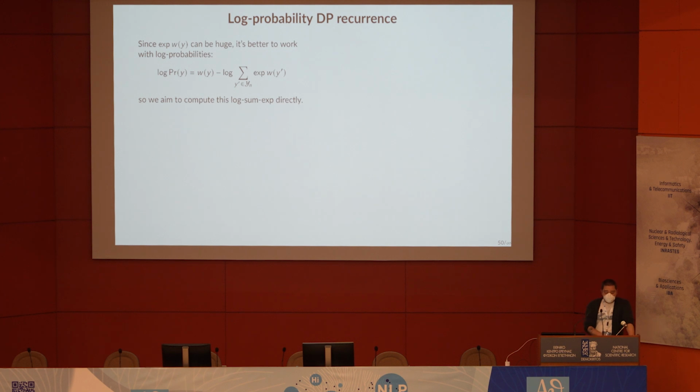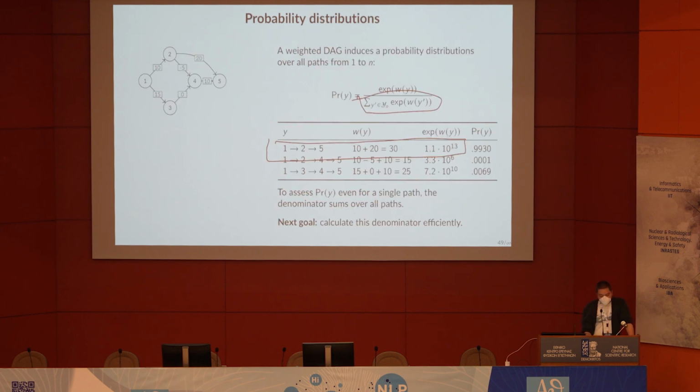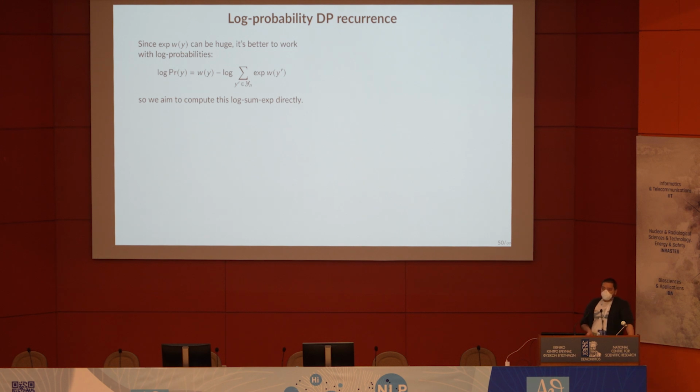Now, because these exps become really high numbers, like you also saw in this small example, it's usually good practice to work in the log domain. So that's why the logistic regression loss is also in log domain. So the probability of a path, which is the negative of the logistic loss, right, is the weight of the path minus this log sum exp, right? So what we are going to do next is compute the log sum exp directly, okay?